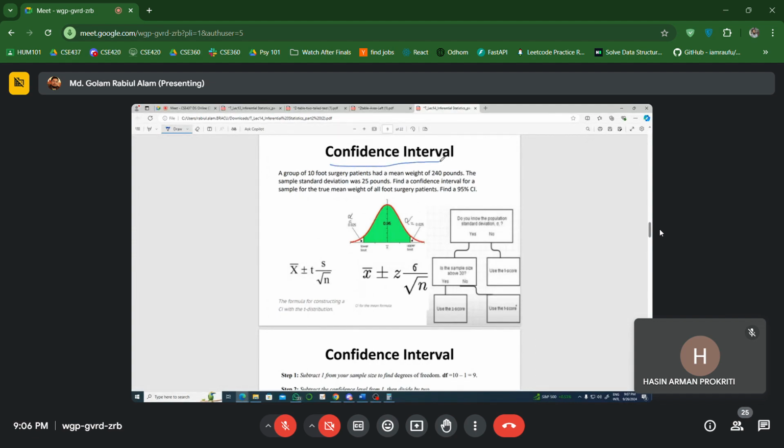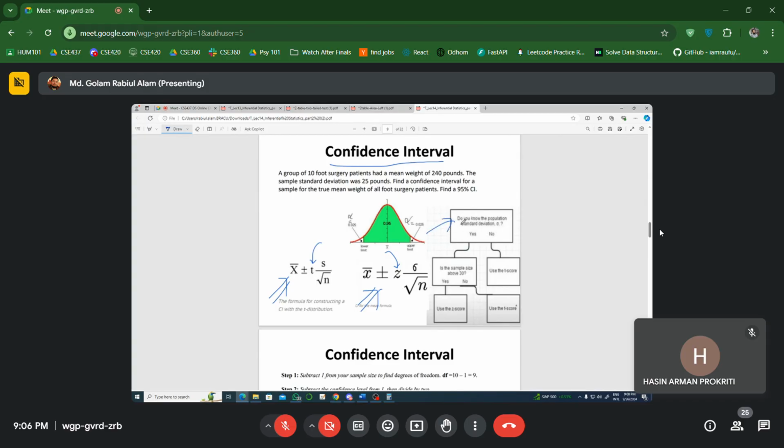Then how to determine the confidence interval? The equation for that is this one or this one. And again, we can use the T score or maybe the Z score for that. So when to use the T score and when to use the Z score? The chart is here.